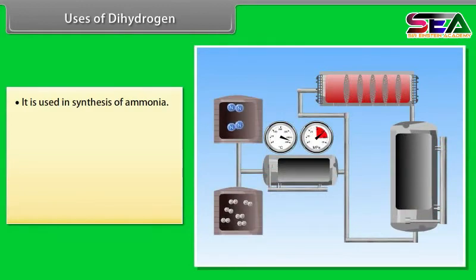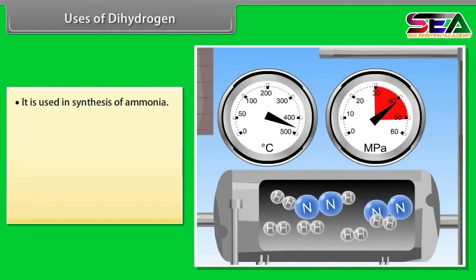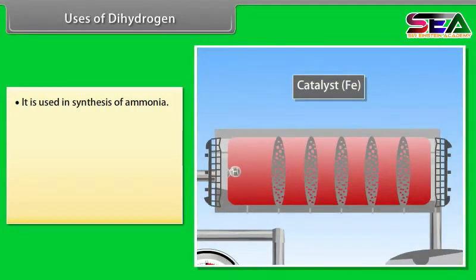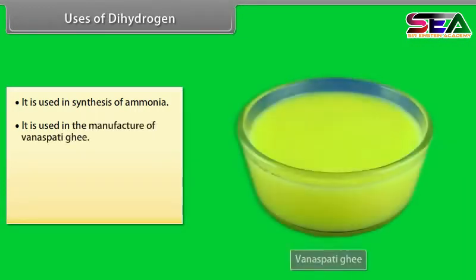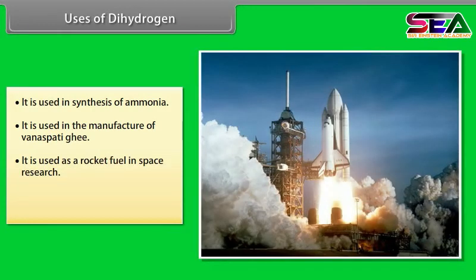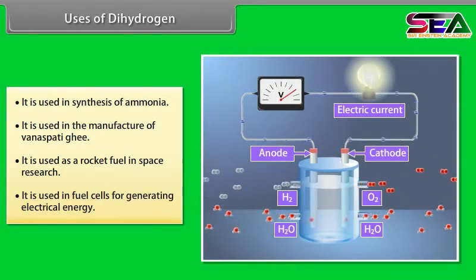Uses of dihydrogen. It is used in the synthesis of ammonia. Nitrogen and hydrogen are passed to a heater, where they are heated up to a certain temperature. After that, they are compressed and then passed to a heater, where the reaction takes place. After that, the mixture is passed to a waste heat boiler, from which ammonia is cooled and then stored, and nitrogen and hydrogen are recycled. It is used in the manufacture of vanaspati ghee. It is used as a rocket fuel in space research. It is used in fuel cells for generating electrical energy.